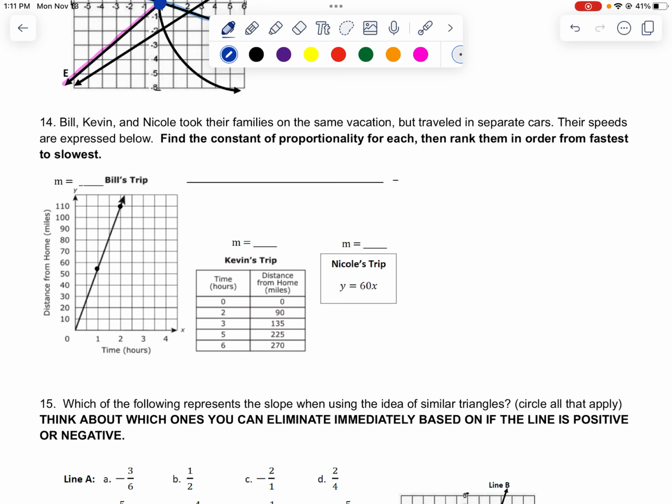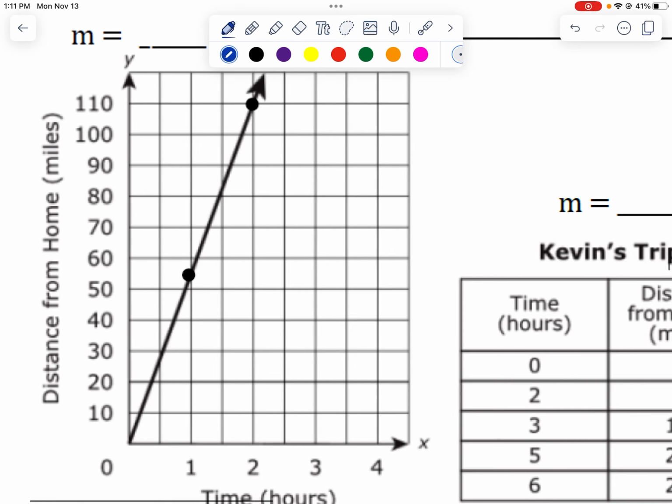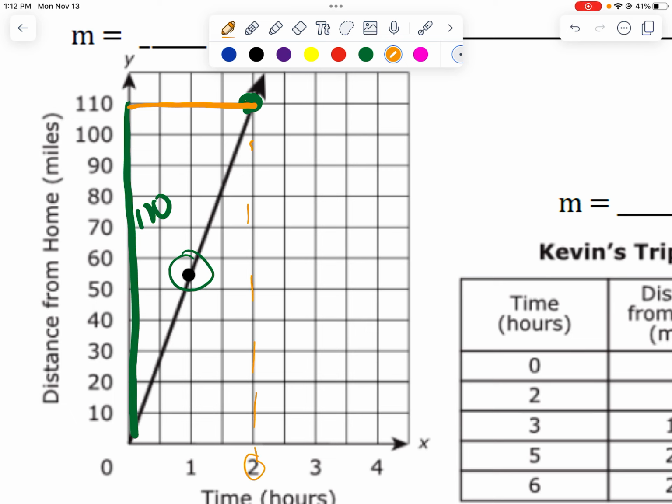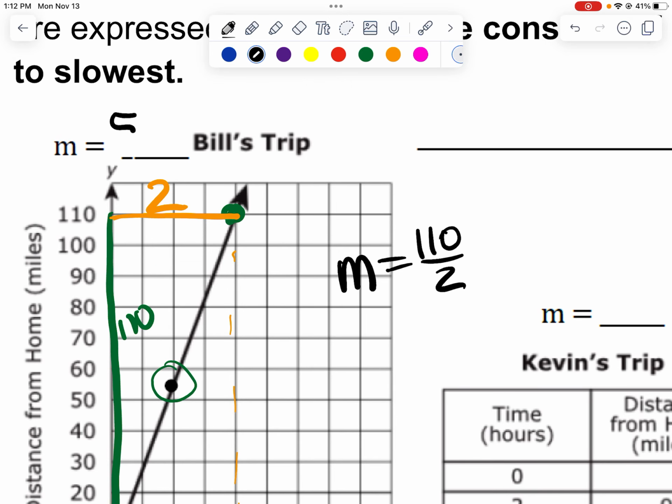Okay, so let's look at this first one. Some of you are going to say, but it's halfway in between here, so don't use that one. Use this point right here. So how tall is that? That's 110 tall. Then I go across. How far across is that? If I come down here, look, that's at 2, so that's 2. So my slope for this one is going to be 110 over 2. If you divide 110 by 2, you get 55 miles per hour.